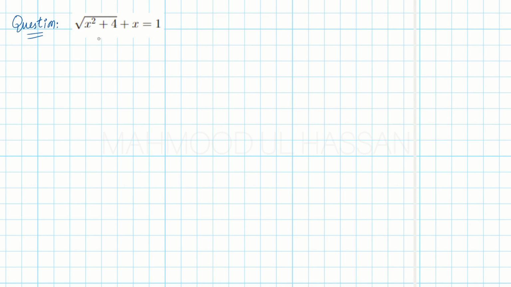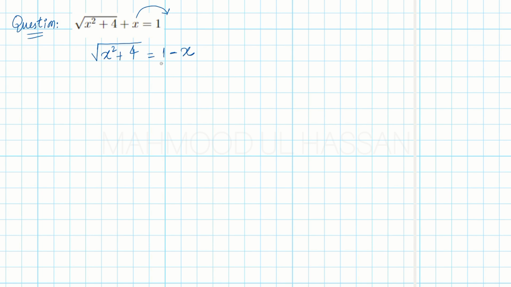So we start by isolating the term with the square root. So move the x to the right side of the equation. We are going to subtract x on each side, so that would become square root of x squared plus 4 is equal to 1 minus x.